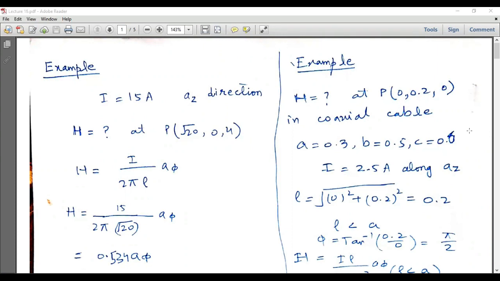In this lecture, I will discuss some numerical problems on electrodynamics, magnetic fields, curl, electric current density, and similar terms. So, this is the first and the simplest example. In this example, we have to determine the value of magnetic field intensity for a current of 15 amperes flowing in the AZ direction.